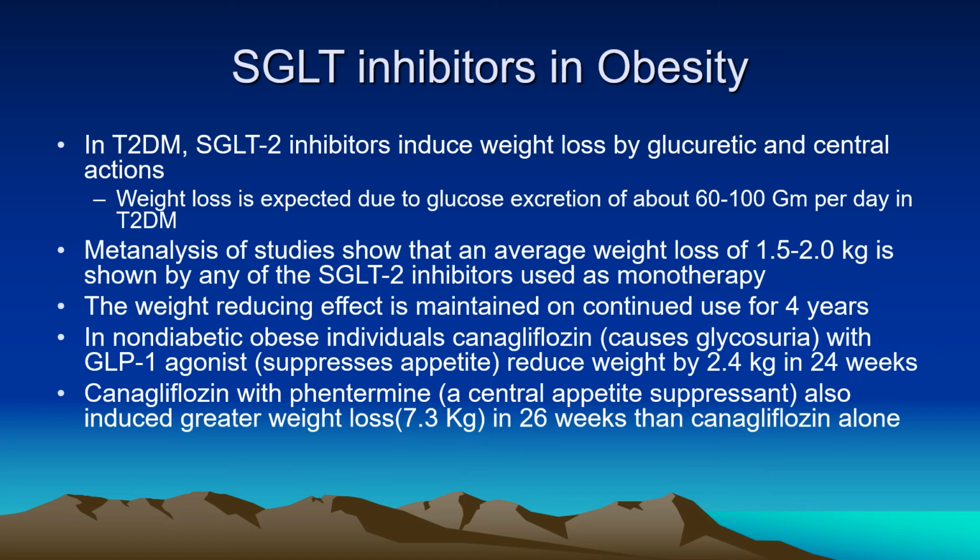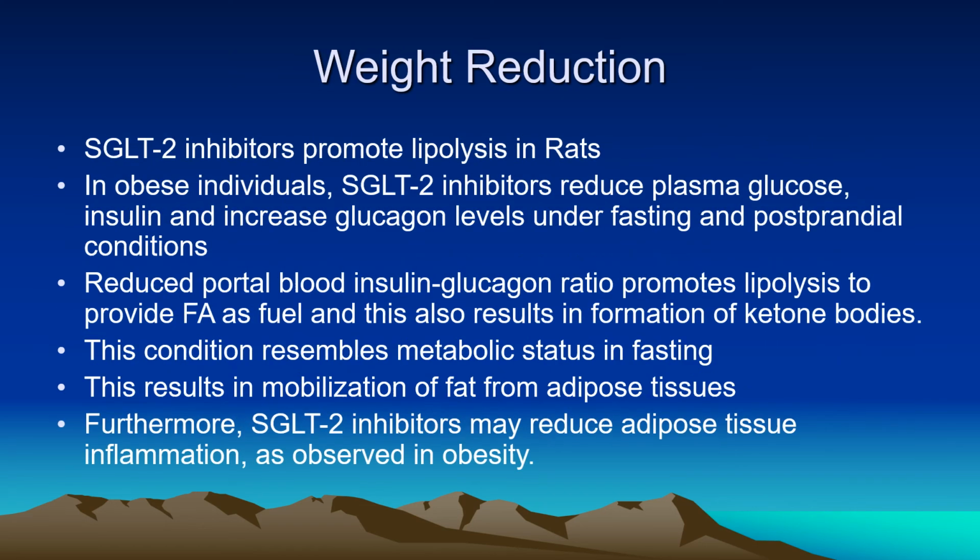However, when used with other appetite suppressants or centrally acting drugs, weight loss would be greater. For example, canagliflozin with phentermine and canagliflozin with other centrally acting appetite suppressants reduce weight to the tune of 2.4 kg in 24 weeks to 7.3 kg in 26 weeks. So there is a definitive role of SGLT inhibitors in management of diabetes, although there is a modest reduction in the weight. Now, SGLT2 inhibitors promote lipolysis in rats. It is the mechanism of how they reduce weight.